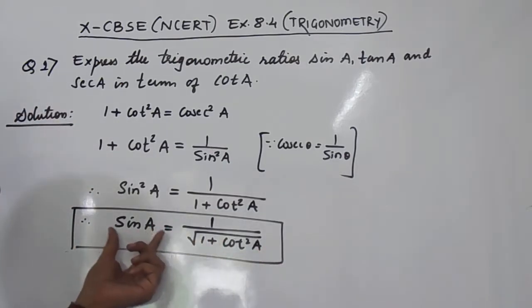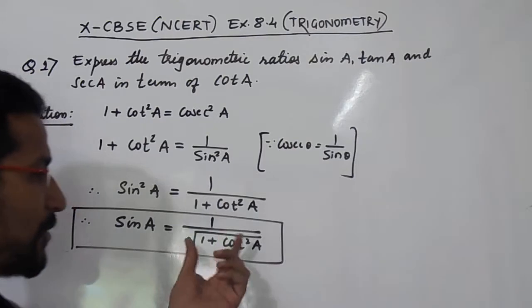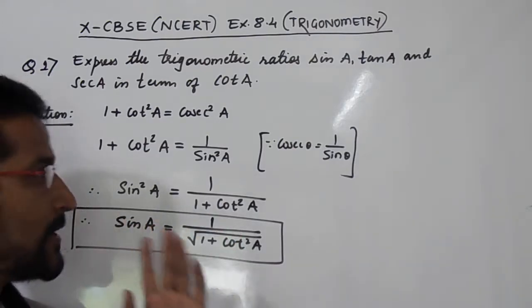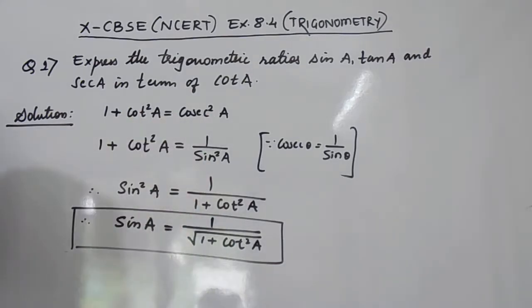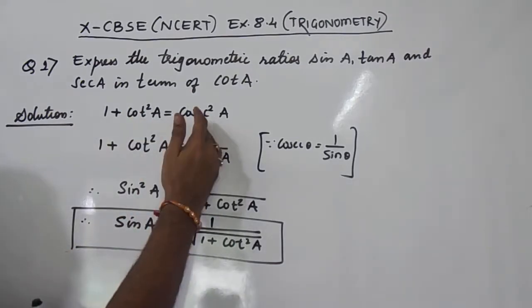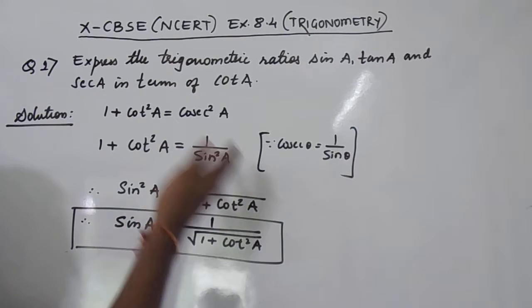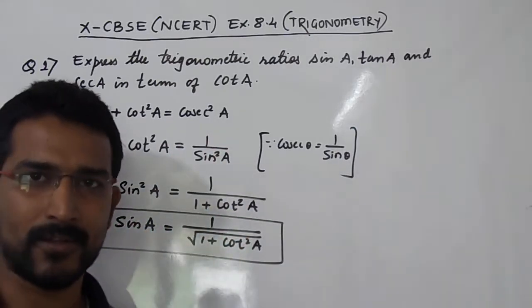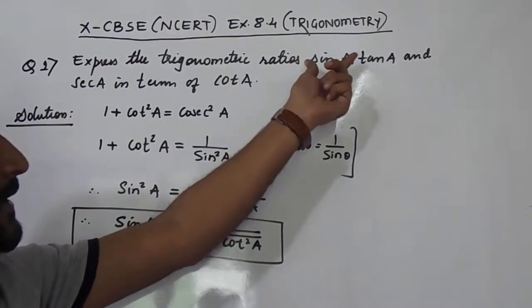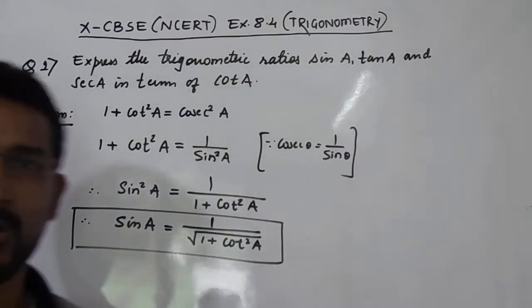So we have expressed sine in terms of cot. There should be only the cot term and the sine term. We have used the identity 1 plus cot square A equals cosec square A, because we know the cosec and sine relation, and from that we can relate sine and cot. So we got the first part, that is sine A in terms of cot A.